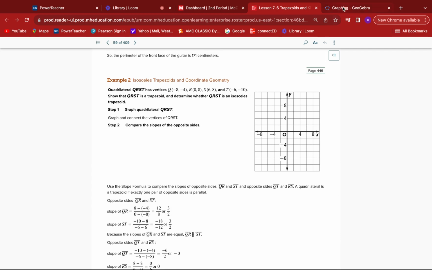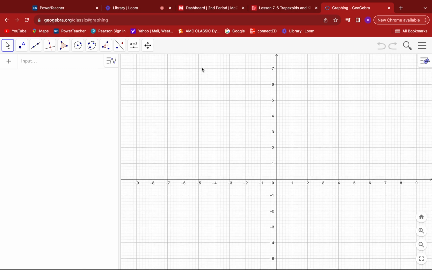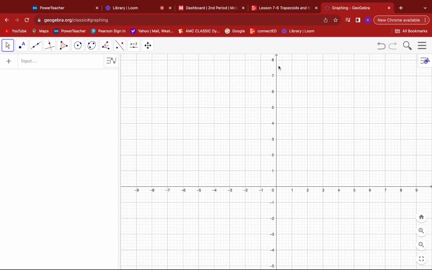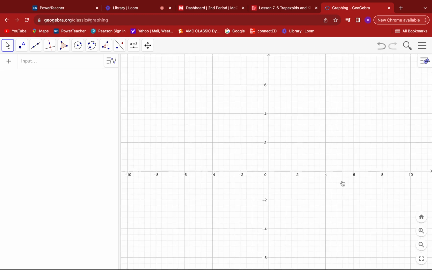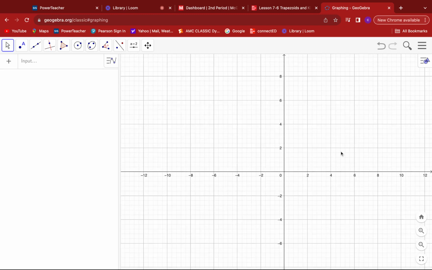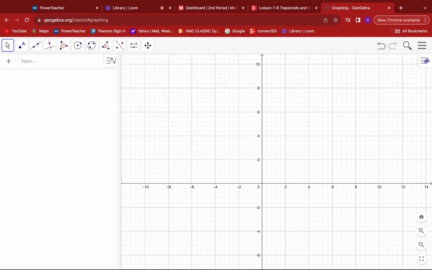All right, here we go. Pull this up. How big do I need it? I need a -8, -4. I need a 0, 8. So I need to pull this down a little bit to get up to the 8. I need a 6, 8. So I'm good there. And I need a -6, -10. I'm going to have to pull this out quite a bit. This is going to be a pretty big trapezoid.